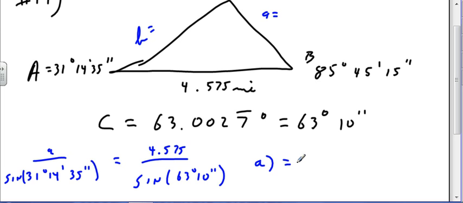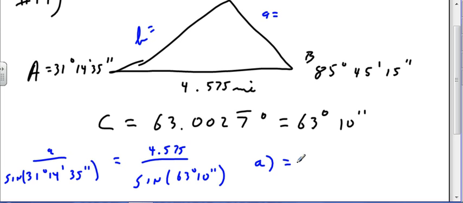Oh, bummer. I hit the enter key. Okay, that's fine. So I'm going to divide my answer by the sine of 63 degrees, minutes, and seconds, 1, 10 degrees, minutes, and seconds, close parentheses, equal. Syntax error.